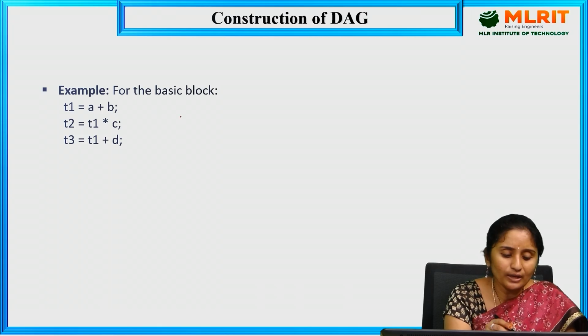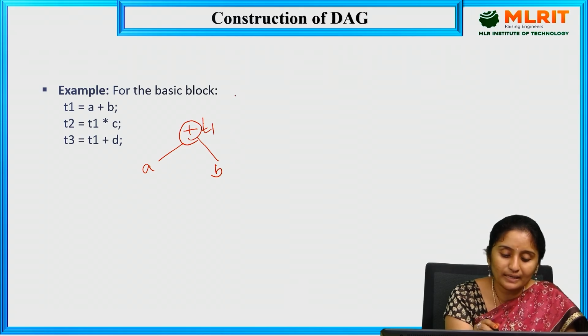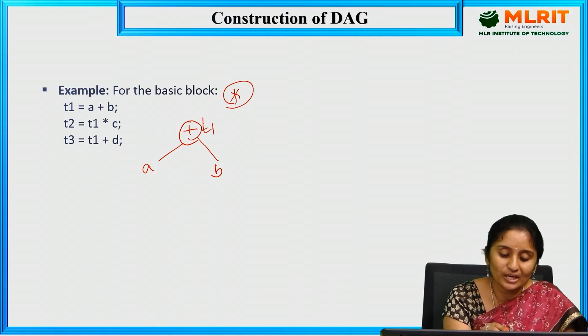So T1 equal to A plus B, first statement I am going to operate. So plus is the internal node. For plus, A is my left child and B is my right child. And it is T1. Next, T2 equal to T1 into C. So here I have a multiplication operator in my DAG. There is no multiplication operator, so I am constructing a multiplication operator. T1, yes, T1 exists, so T1 is my left child. T1 and C. There is no C, so we are going to plot the C.